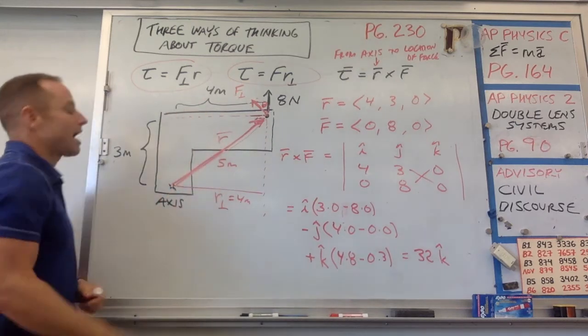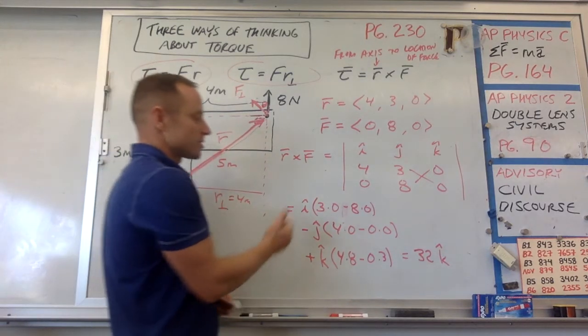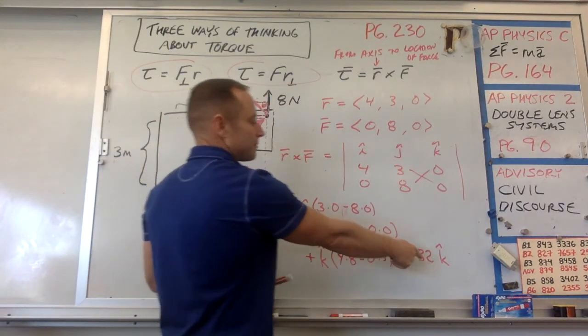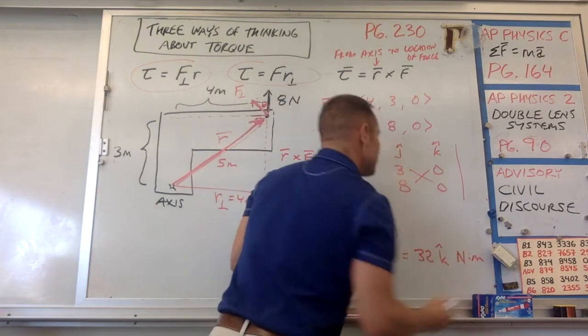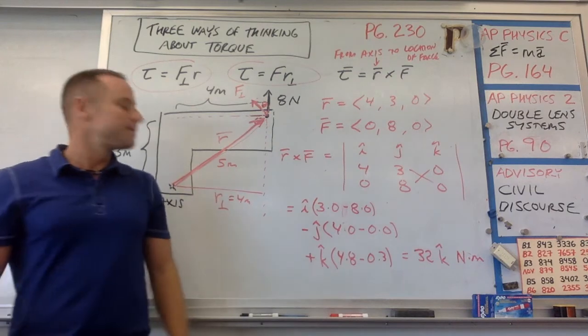So you notice we got all the same answers. So 32 k hat. So that's the torque. I guess we should put the units out here, newtons times meters. But you notice we get the same 3 answers.